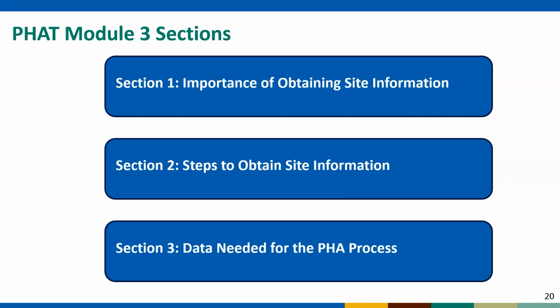So now, moving on. If you took the online training, you would have seen that the FAT Module 3 is divided into 3 sections. These include the importance of obtaining site information, the steps to obtain the site information, and the data needed for the PHA process. I'm going to combine these and include some of these in the case scenarios while I'm talking about the steps.